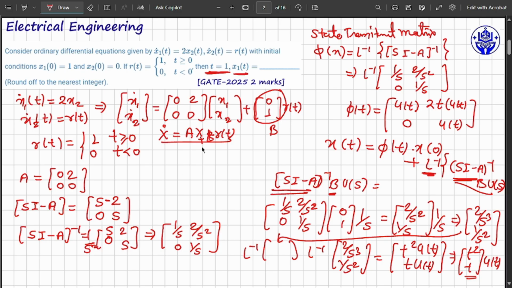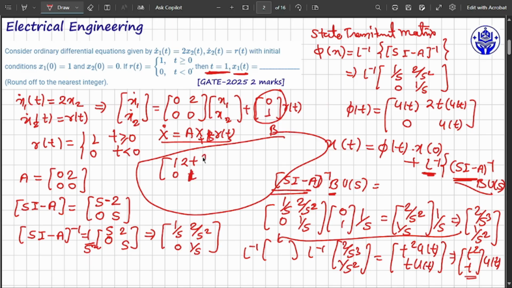Now, what is your state transition matrix here? It is nothing but 1, 2t, 0, and 0, 1. What is the solution of the non-homogeneous case? It is nothing but t square upon t, u of t. And after that, you will put the solution. What is x1? x1 is nothing but this first row. They are asking about only x1 at t is equal to 1.